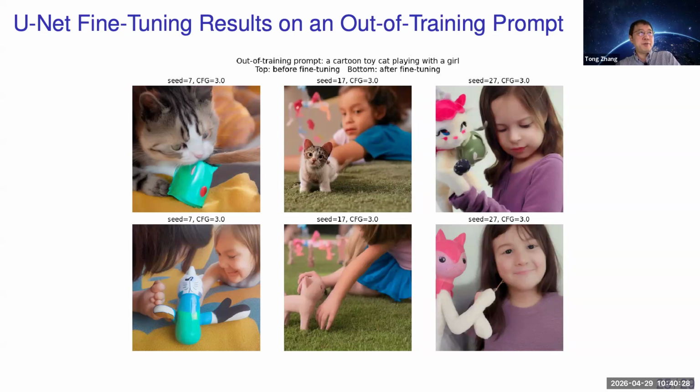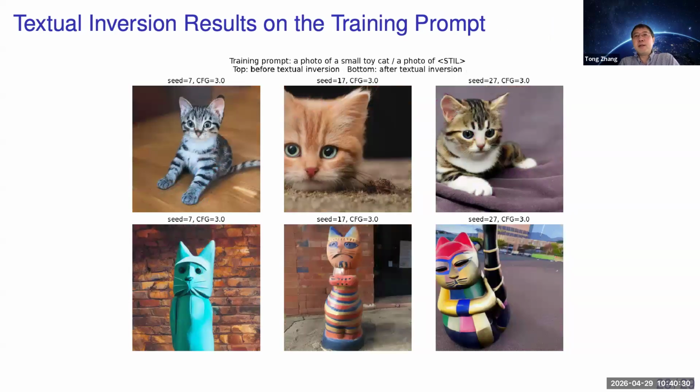This is a UNet fine-tuning. This is a text inversion fine-tuning, right? So again, the same image, because same seed, the same original image before fine-tuning. This is after fine-tuning, right? So if you look at the text inversion, I put this token here, so basically this guy, before the text inversion, after text inversion, and so on.